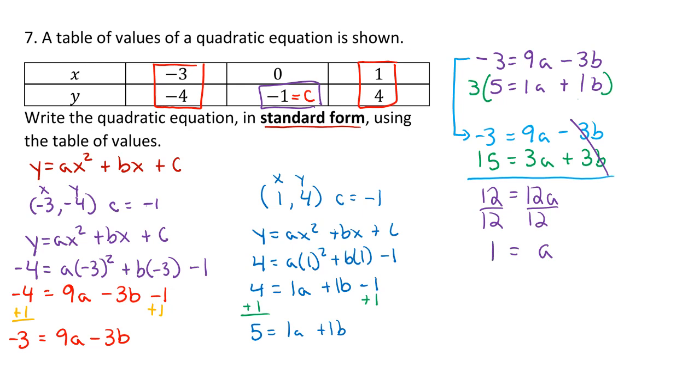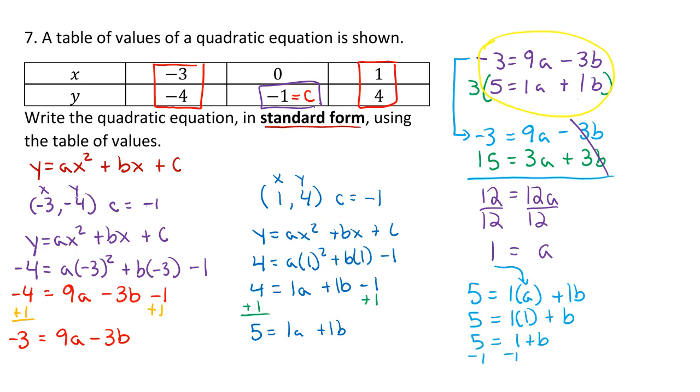Now that I know that a is 1, I can find b by plugging in to one of the equations up here. It doesn't matter which one you choose. I'm going to pick the one with the 5. So 5 equals 1 times a plus 1b. That a is going to get replaced with the 1 that I found. So 1 times 1 plus b. So 1 times 1 is 1 plus b minus the 1. And you learn that b is 4.